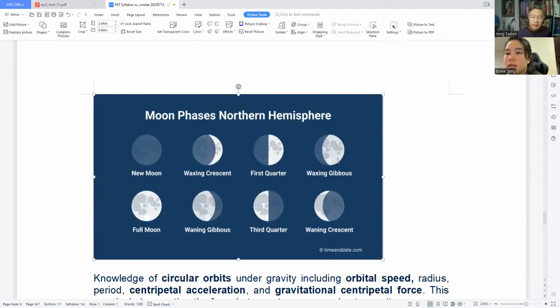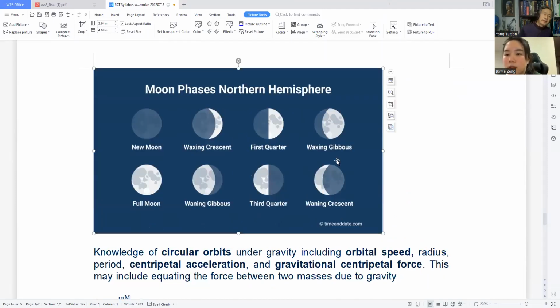So look at this picture. Can you see that is a picture of different faces? Can you see? So you started from new moon, which is completely dark, right? Which is completely blocked by the Earth. Yes. Okay. And then you can see this full moon. You see, and yeah. Is the full moon just beside new moon?